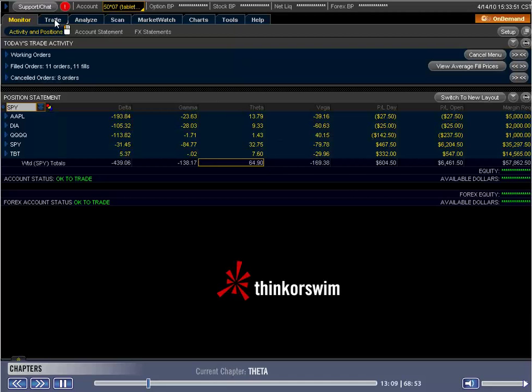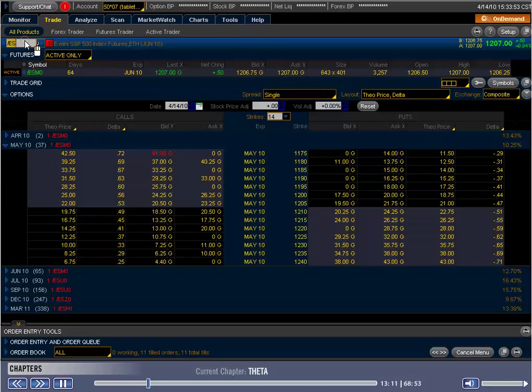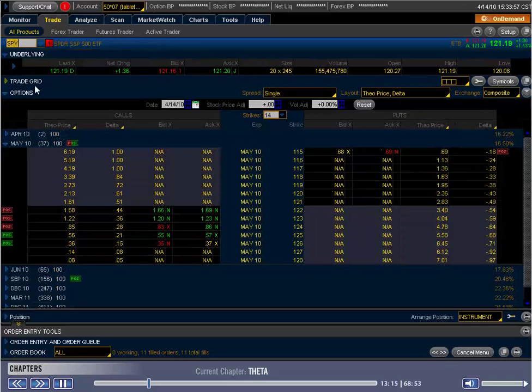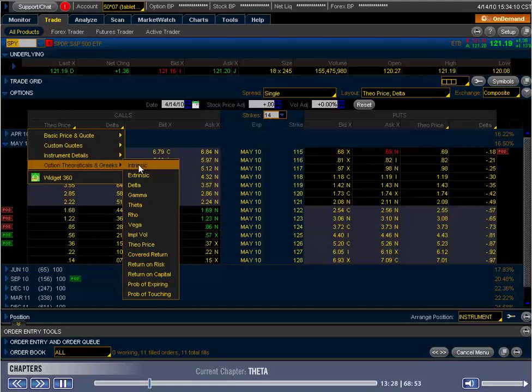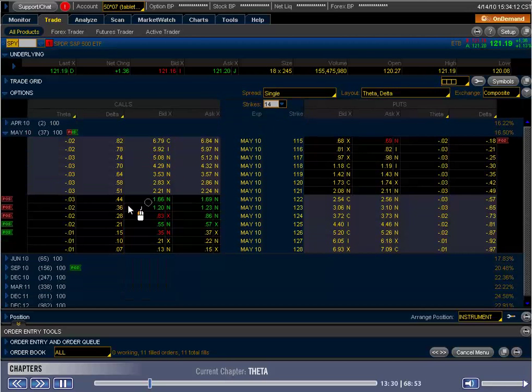Now, if I go back to the trade tab, so let's go back to the trade tab over here and we'll type in Spiders, and I have a tendency to use Spiders as kind of my marquee product. And you can see, of course, strike prices are listed down the middle. I've got 14 strikes open over here. I've got theoretical price and delta, but instead of pulling up theoretical price, I'm going to go down to options, theoreticals, and Greeks, and I can pull up theta.